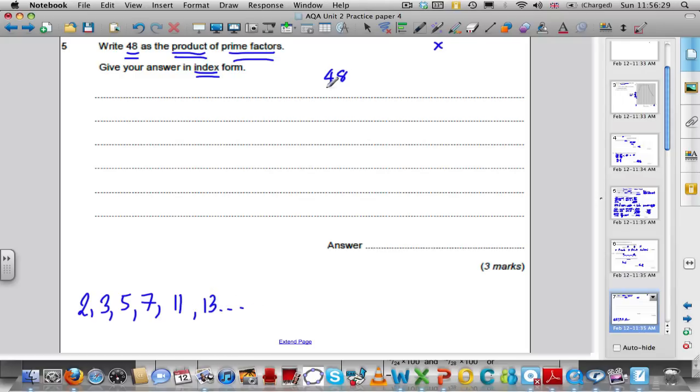The smallest prime that goes into 48 is 2, so circle it. 48 divided by 2 is 24. The smallest prime that goes into 24, again, is 2. Circle it as a prime. And 24 divided by 2 is 12. The smallest prime that goes into 12 is 2. 12 divided by 2 is 6. The smallest prime that goes into 6 is 2. And 6 divided by 2 is 3. 3 is also prime, so we stop there.